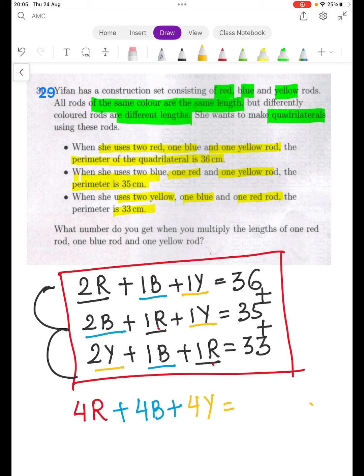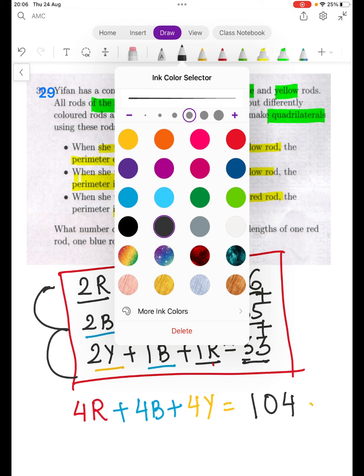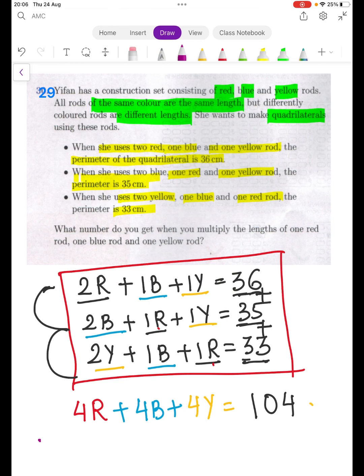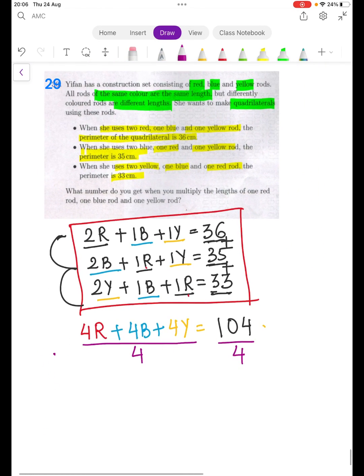So if we add all the rods together, that will become 4 yellow, and these together, 36 plus 35 plus 33 is 104. Calculators are allowed in middle primary, so you can use a calculator, or just 30 is 90, and you can easily do 5 plus 6 plus 3, and that is 14. So the total is 104. Now from here we can see we can divide the whole left hand side by 4 and the right hand side by 4. Let me move it up.